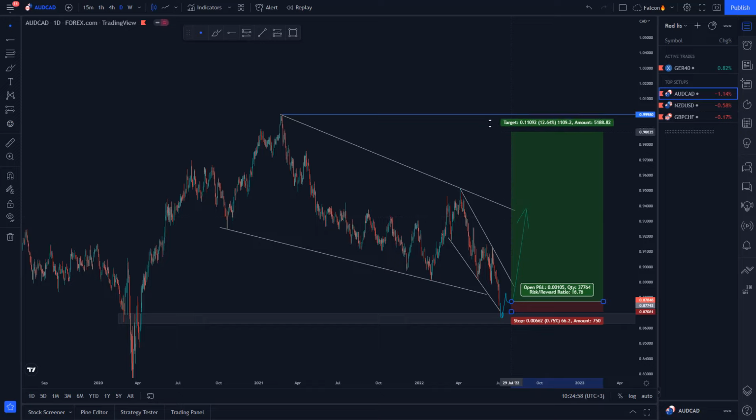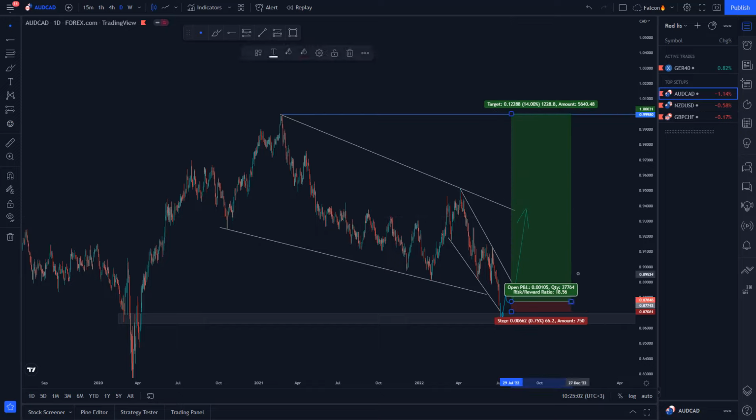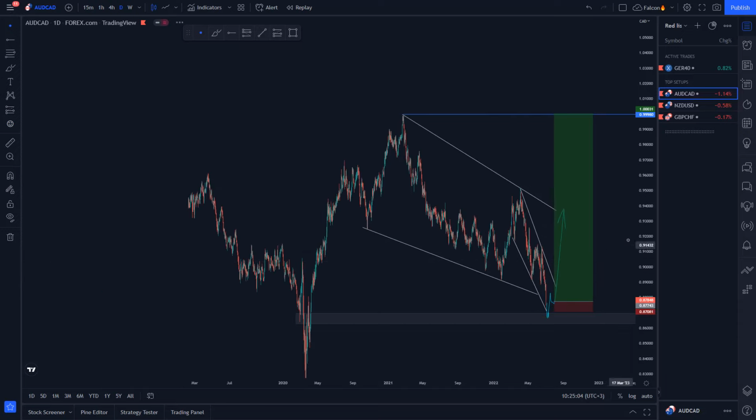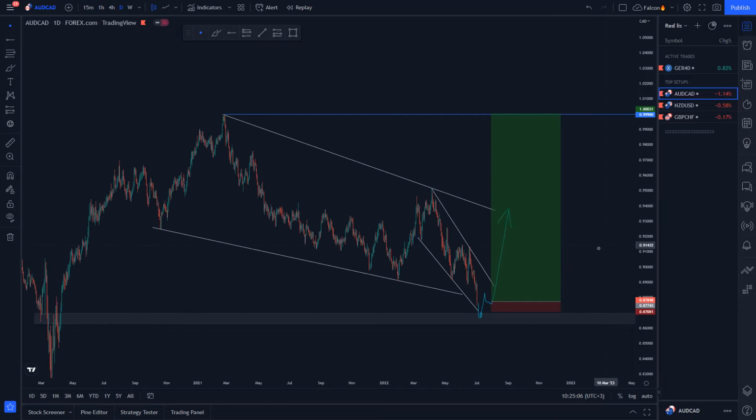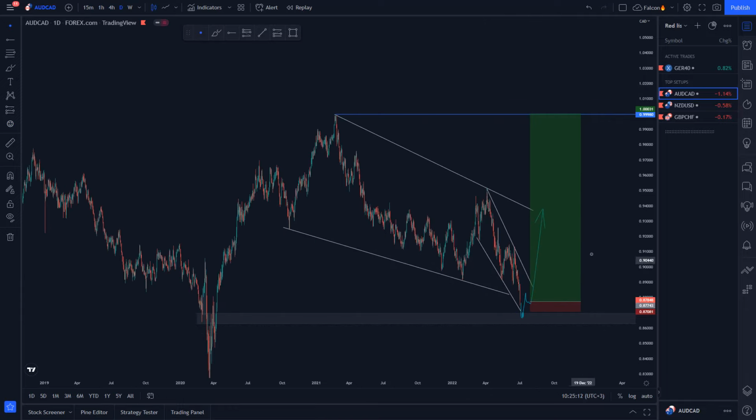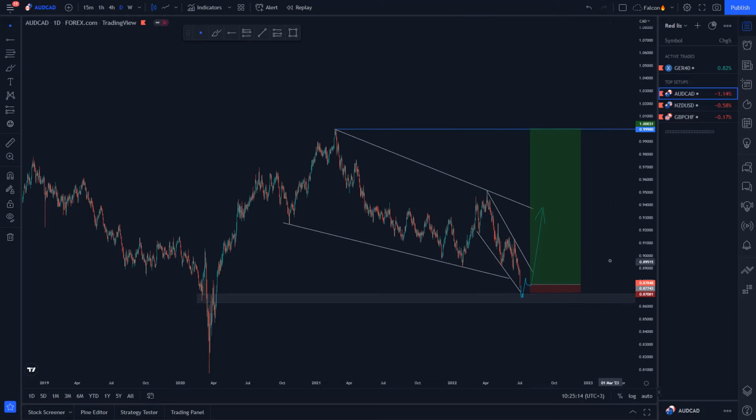I don't even have to go to a lower time frame with this one, because it's as clear as it can get. Okay, this is as clear as it can get. Just wait for this third touch over here, push up followed by a correction, and you enter this market. This one looks so nice. Okay, next we go to Kiwi dollar.